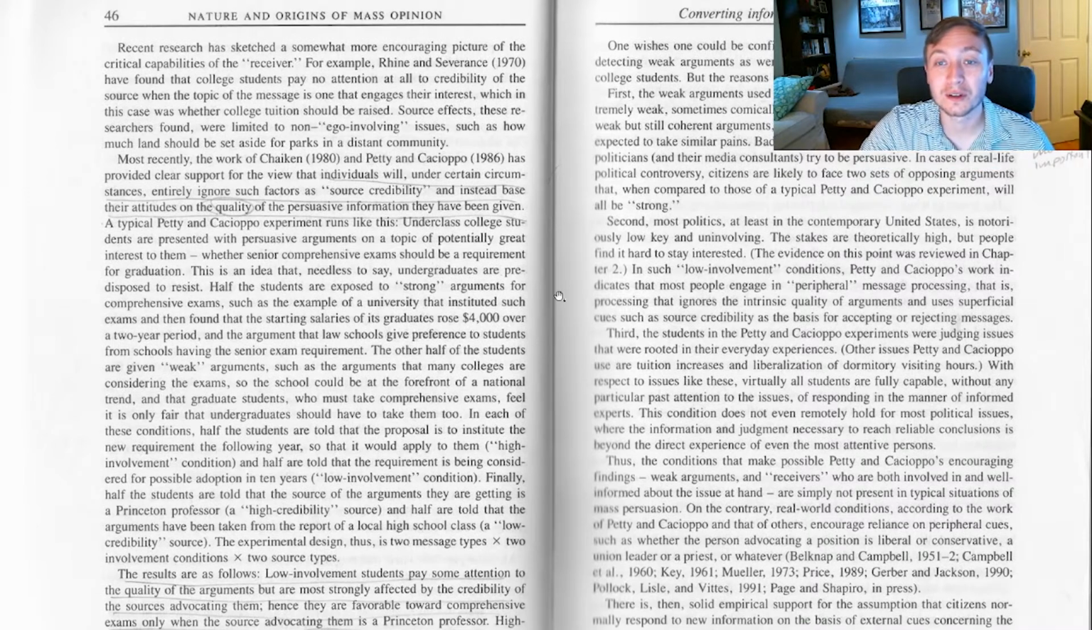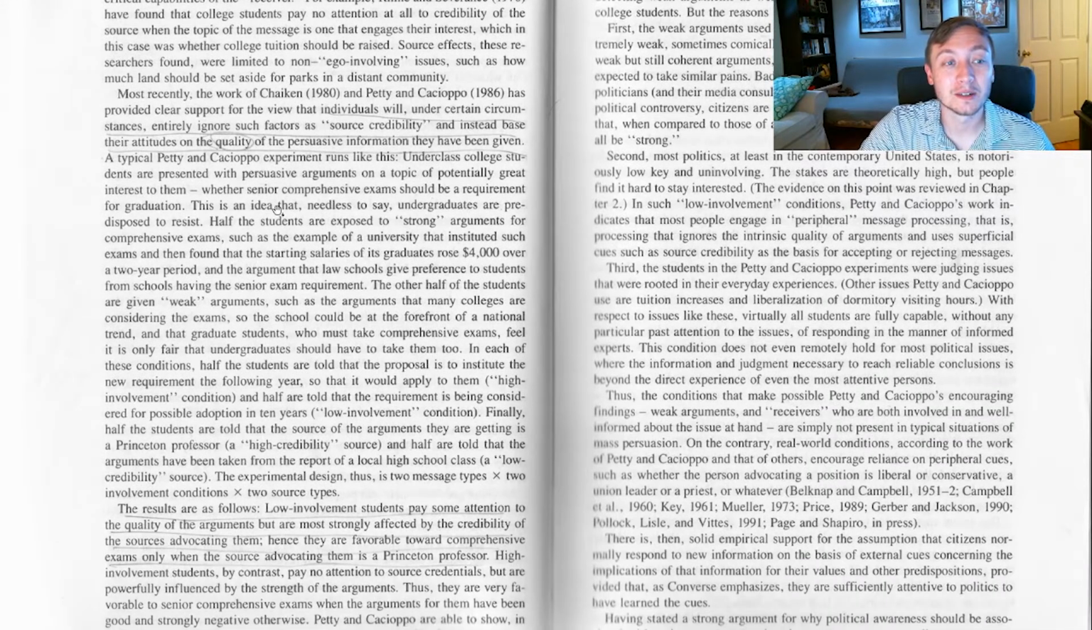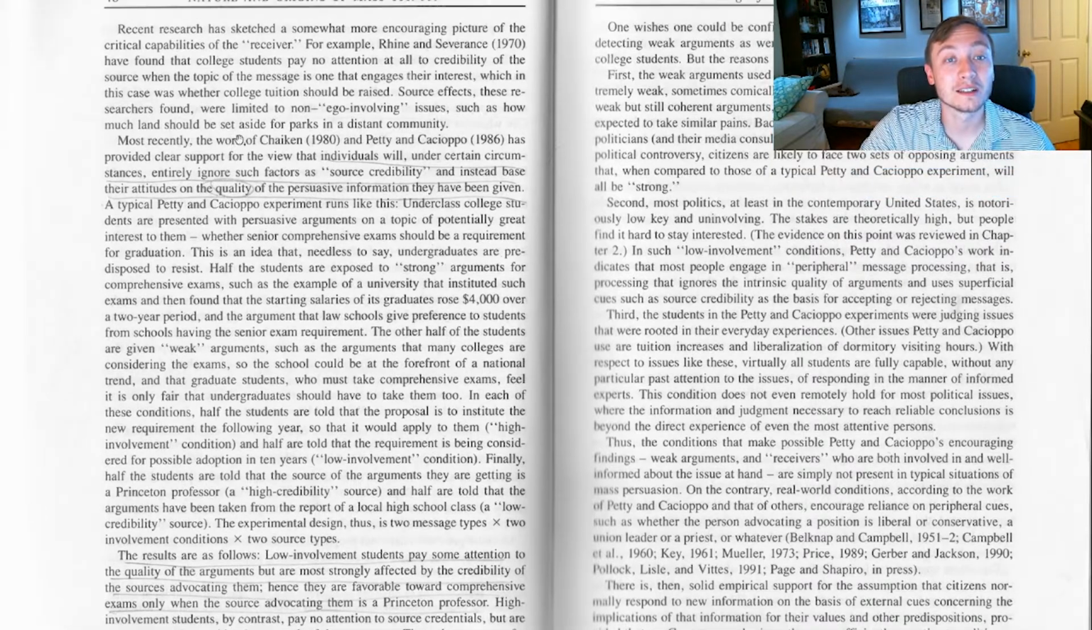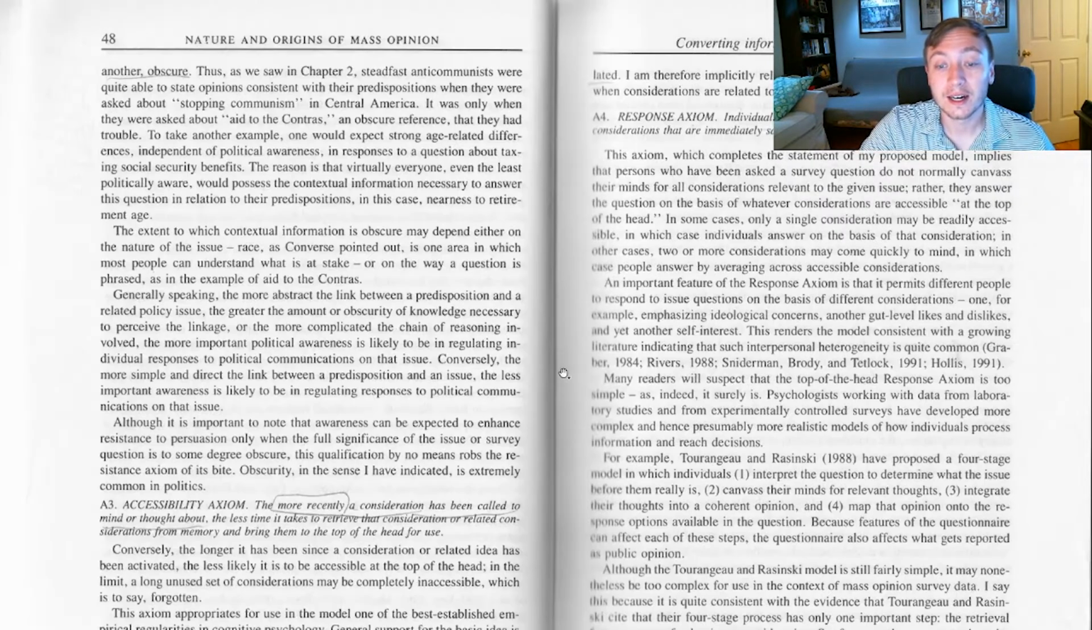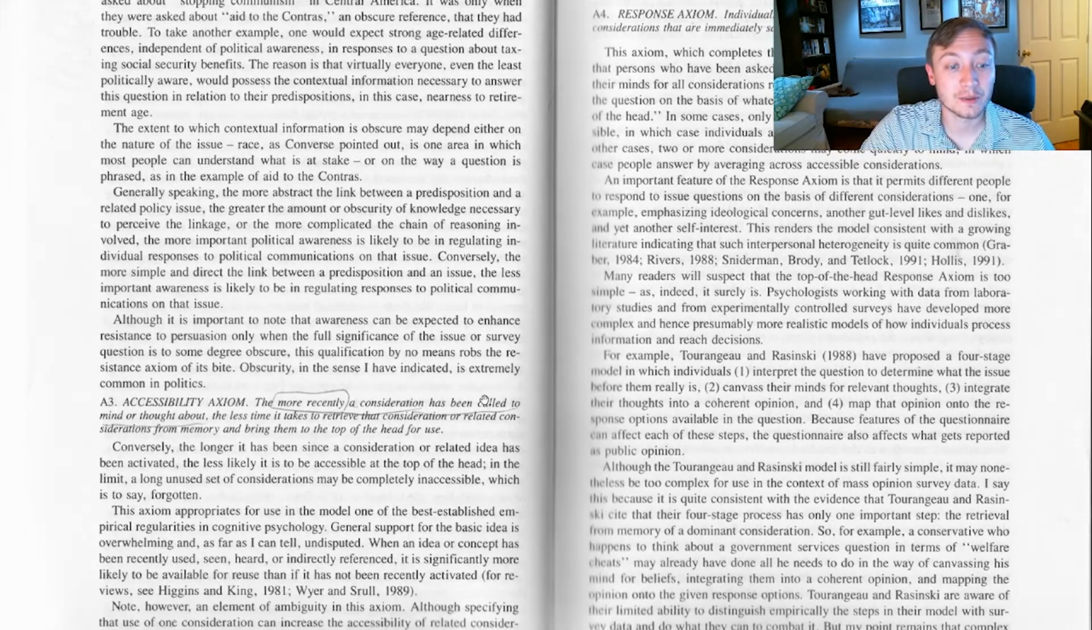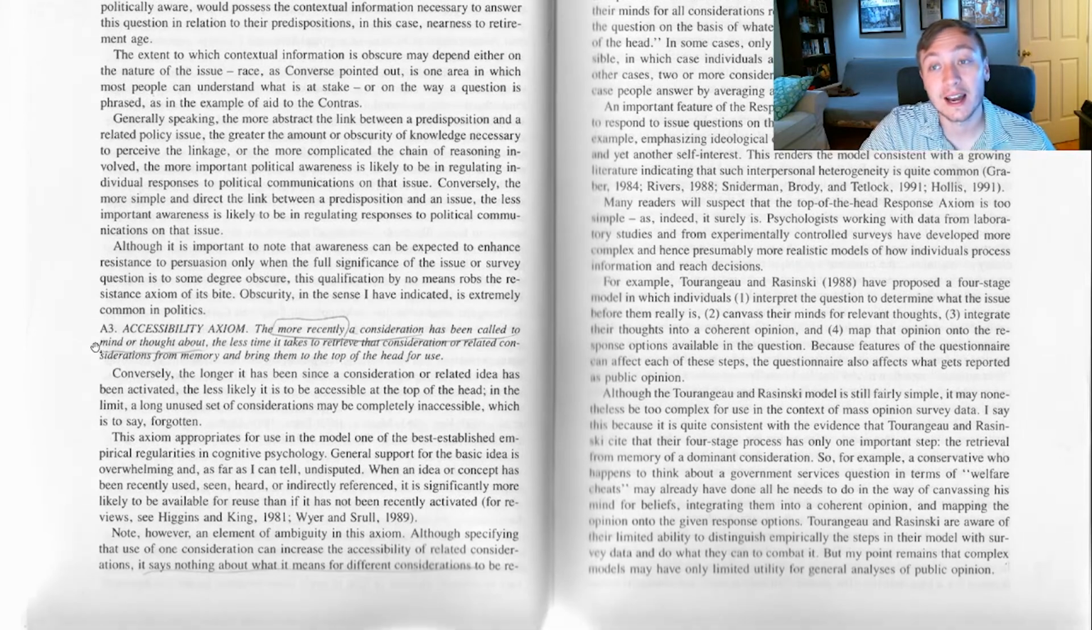You can read this, go through here and read about Petty and Chaikin and a number of other individuals who have done psychological work on this question of source credibility and the processing of resistance. But we want to go further. We want to think about this next one, the accessibility axiom.